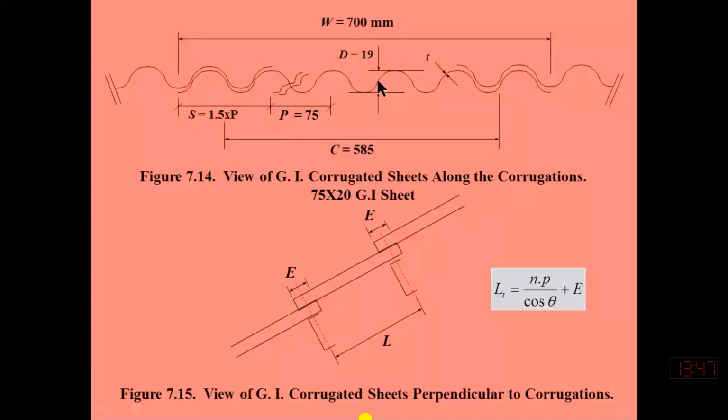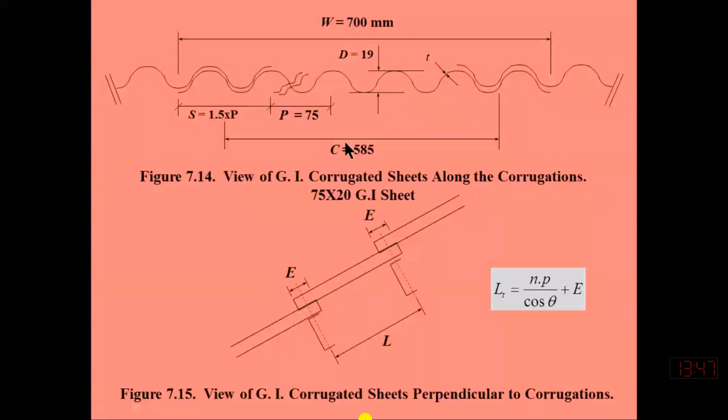All the other terminologies we will discuss in upcoming slides. For the time being, I just need to explain what the pitch is. Pitch is the distance between two consecutive trough points or crest points, and the depth is the distance from the lowest point to the highest point. One complete corrugation means the distance between two trough or crest points.